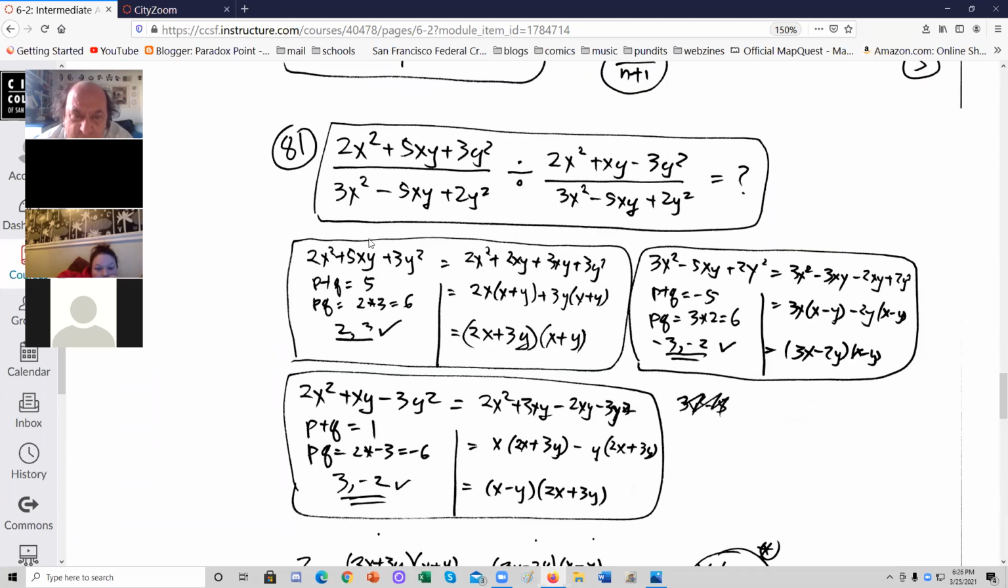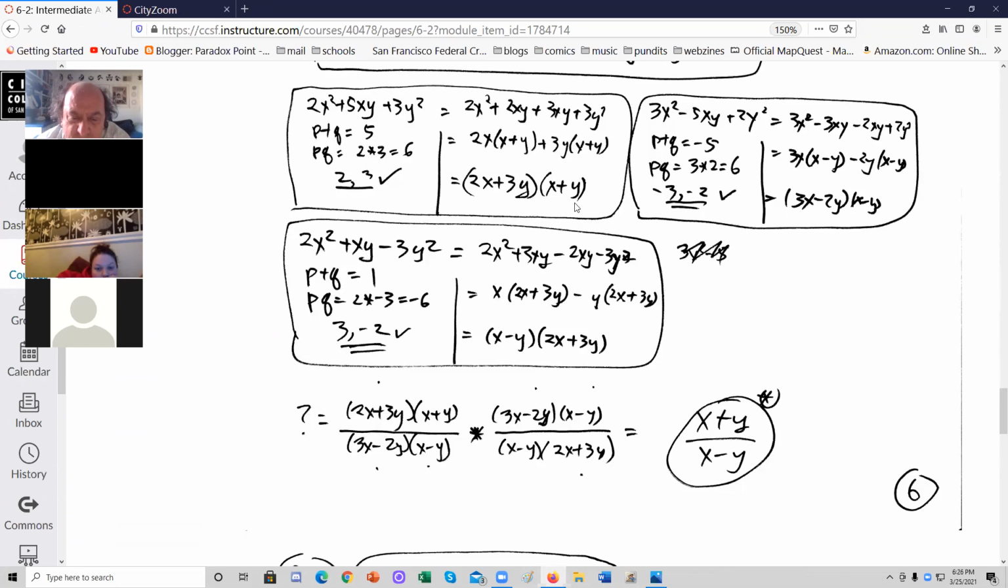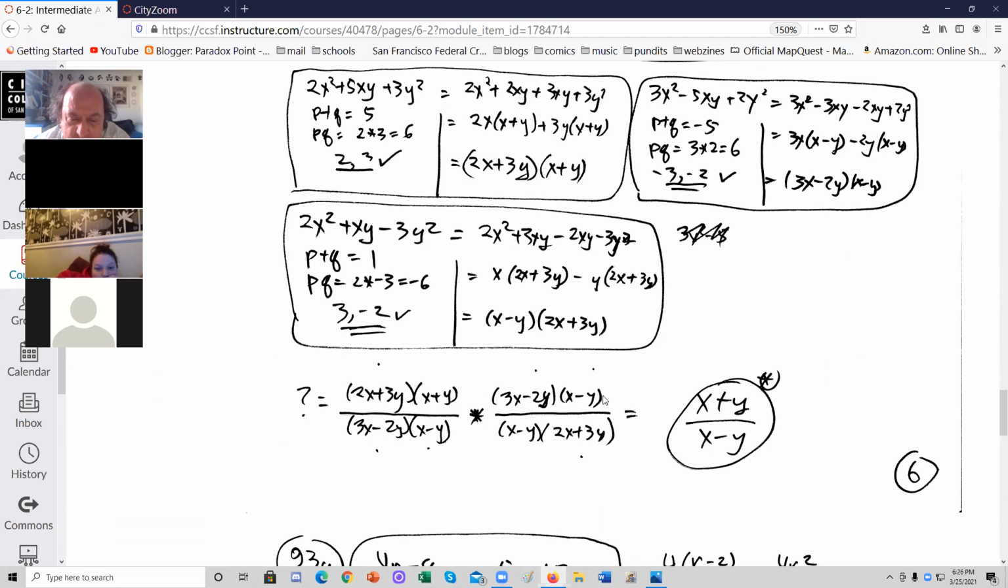Now, right, it should have been obvious here. These were the same, so when we divide them, this goes in the numerator and cancels entirely against that. So in a sense, these were sort of irrelevant. So these and these cancel these. We have a 2x plus 3y. It cancels this 2x plus 3y. And all that's left is this, x plus y over x minus y.